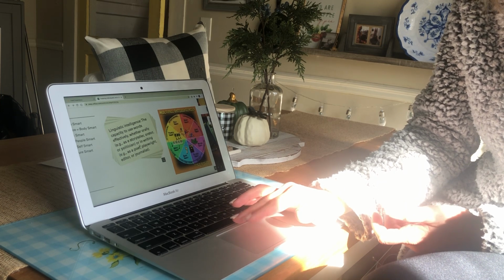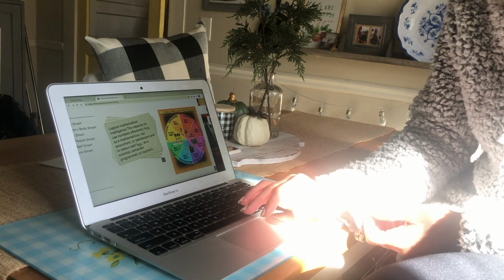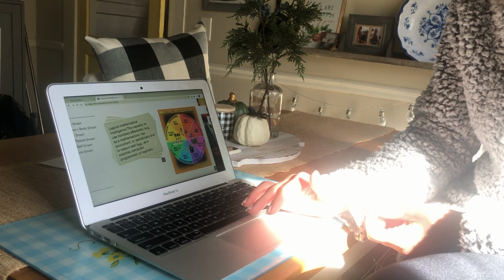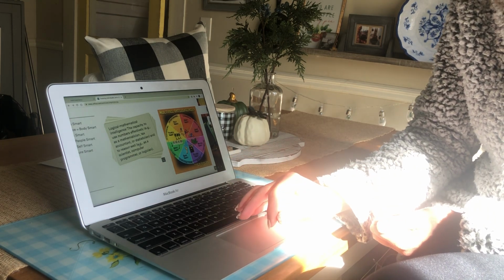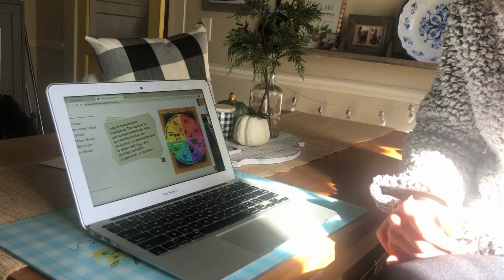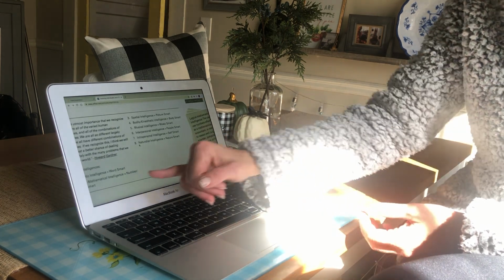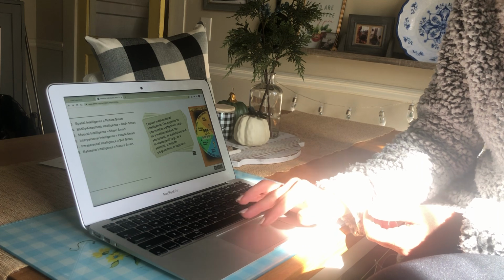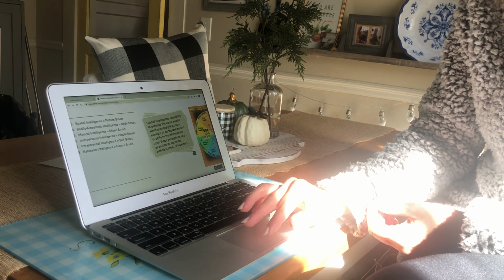Linguistic intelligence, so using words effectively. That's going to be your storytellers, your politicians, your orators. So then we have our mathematical, logical intelligence. That's going to be your number smart. So that's people that can use numbers effectively. Then we've got our spatial intelligence, your picture smart.